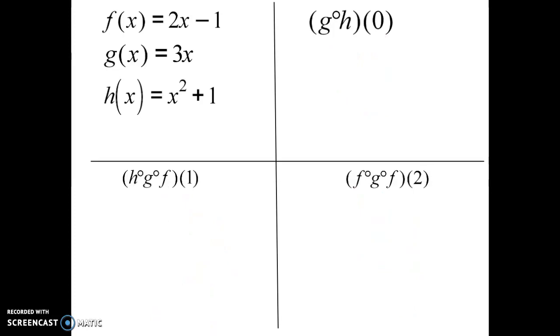Okay, once again, here are 3 more examples to try. So just press pause and hit play when you're ready to see answers.